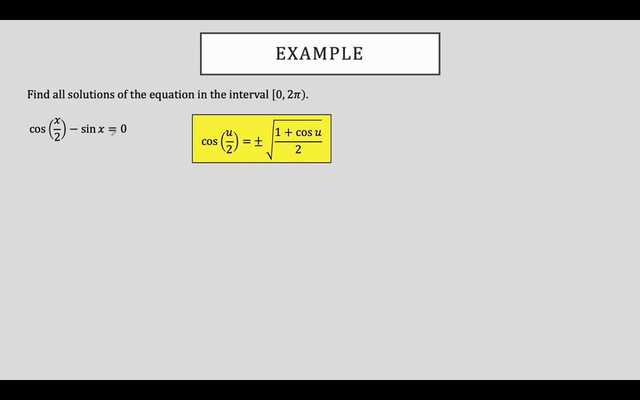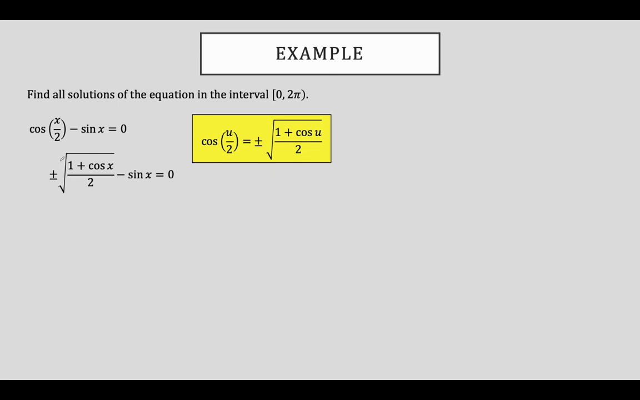Cosine u over 2 is equal to plus or minus the square root of 1 plus the cosine of u divided by 2. Again, we have to use a half-angle formula because that's going to make the quantity inside of my trig function for cosine the same as what we have for sine. So utilizing that formula, I get plus or minus the square root of 1 plus cosine x divided by 2 minus the sine of x is equal to 0.